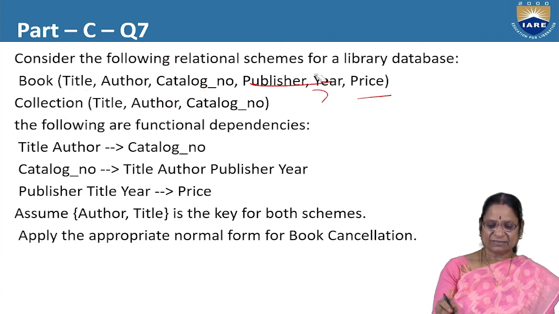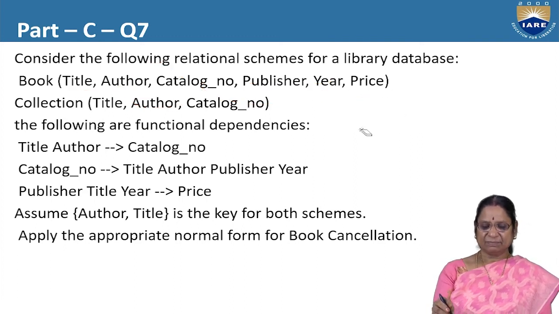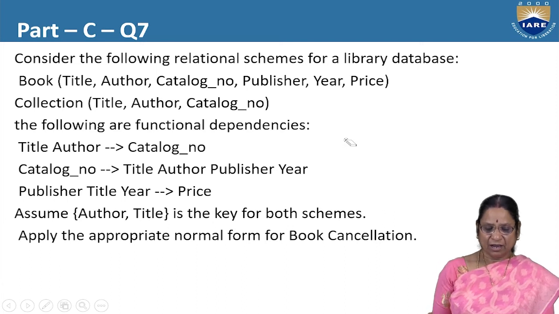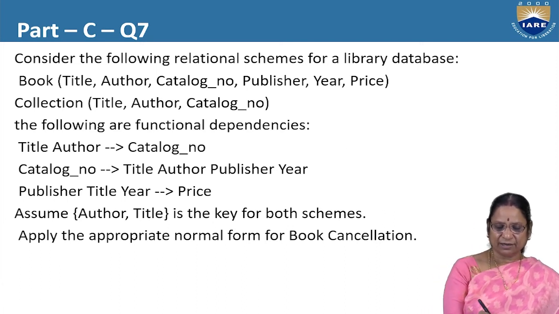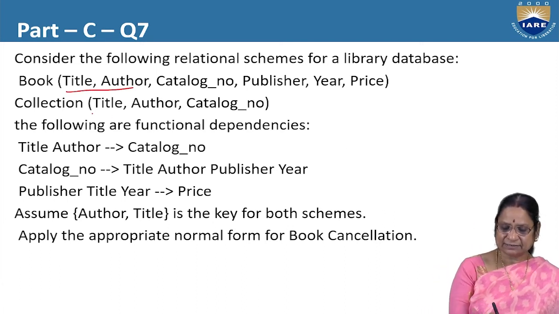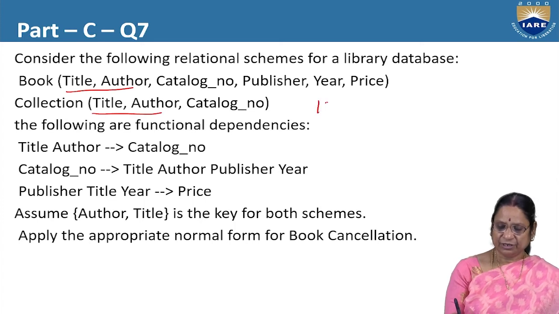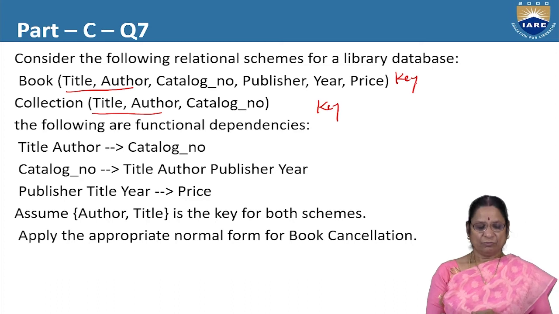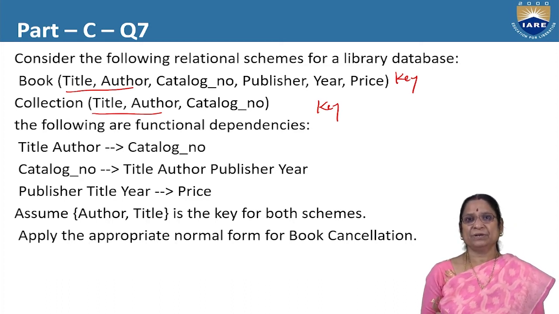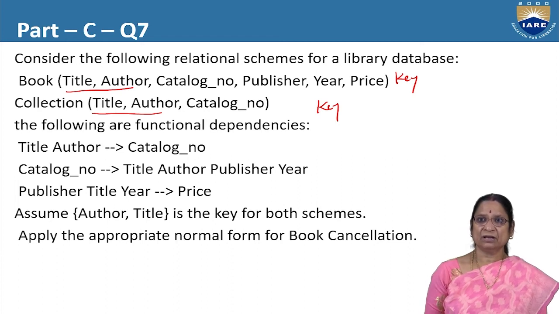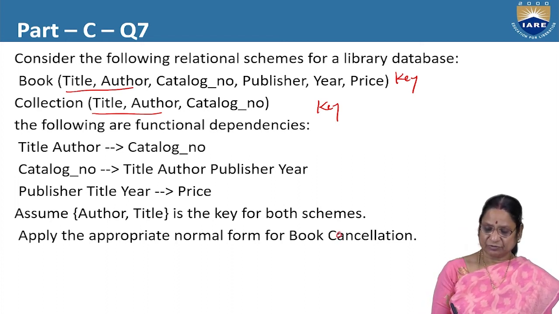So what are the keys first? First you have to find the keys, but you can assume that author, title is the key of both. This is the key attribute of these two relations. What am I supposed to consider? Apply the appropriate normal form for the book as well as the collection.